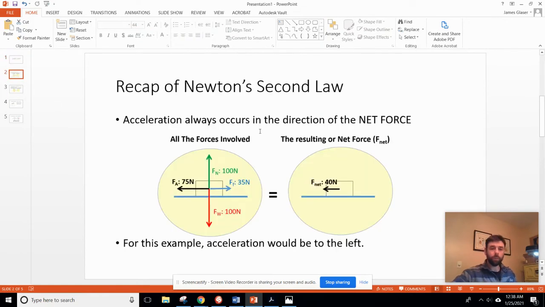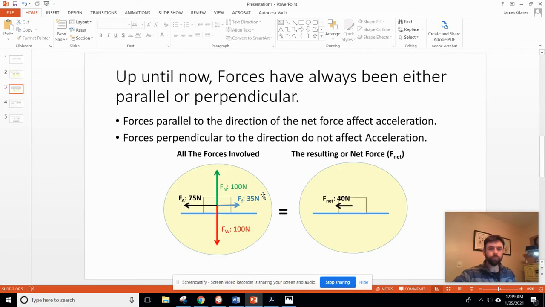So up until this point, we've always had forces. Well, you know that acceleration is always going to occur in the direction of the net force. So the combination of all of the forces. So here in this delightful little example, you're going to have a net force acting to the left because you've got 75 newtons pulling to the left, 35 newtons pulling to the right. So those are unbalanced, whereas the vertical motion are balanced. You got 100 newtons up and 100 newtons down. Okay, so your acceleration is obviously going to be occurring to the left.